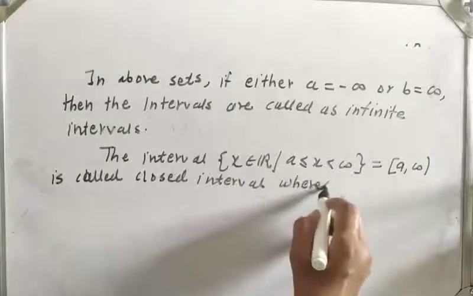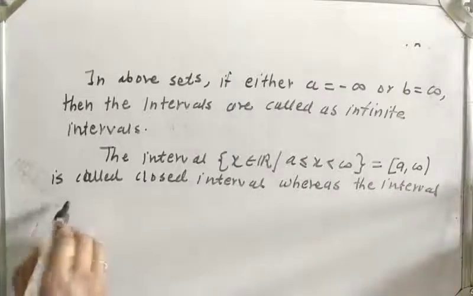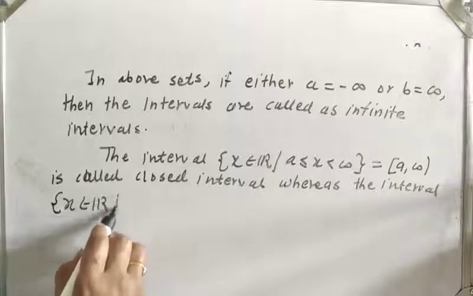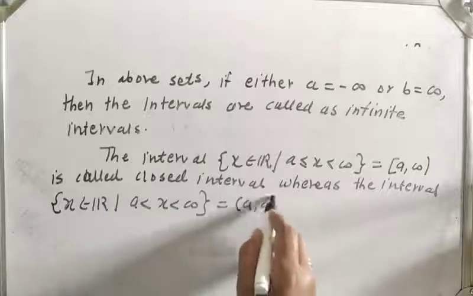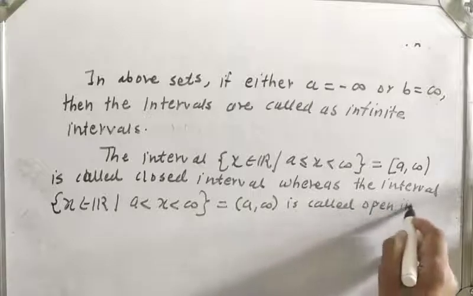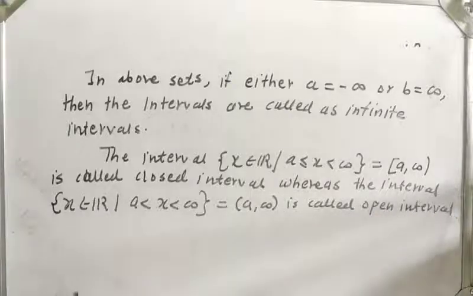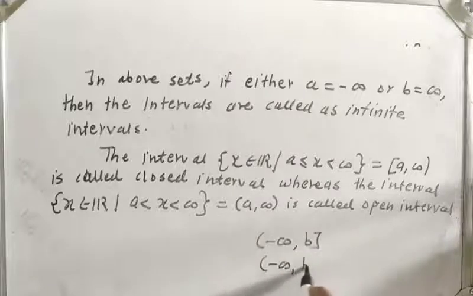Whereas the interval x belongs to R such that A less than x less than infinity, we denote it by A to infinity, is called an open interval. Okay, and similarly, minus infinity to B closed is called a closed interval, minus infinity to open B will be called an open interval. Okay, let us solve some examples.